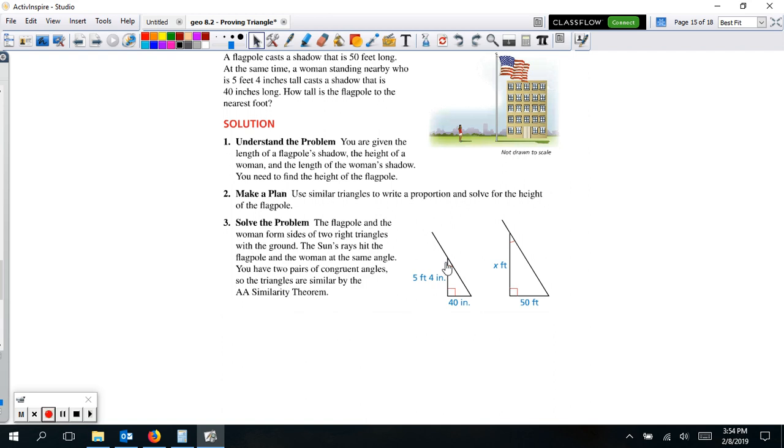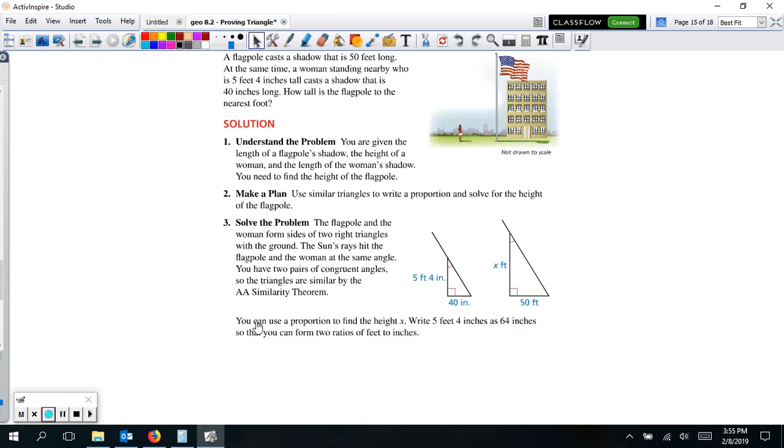So let's just go down to looking at solving the problem here. And so here's those two triangles that we can do. We can see, okay, the woman is 5 feet 4 inches, her shadow is 40 inches long. We can then make a right triangle out of that, that's the smaller triangle. Here's the flagpole. We don't know what that is, so it's the X. We do know the shadow is 50 feet long, and so we can do that as well. Now, she's 40 inches long and 50 feet long, so that's a problem right there. We would need this to be in the same measure.